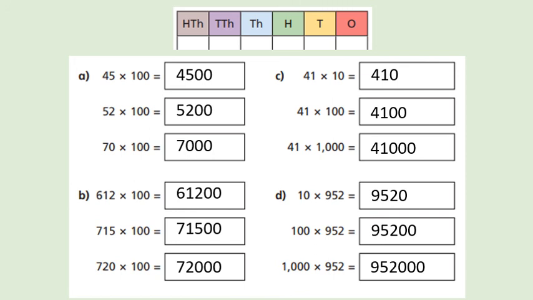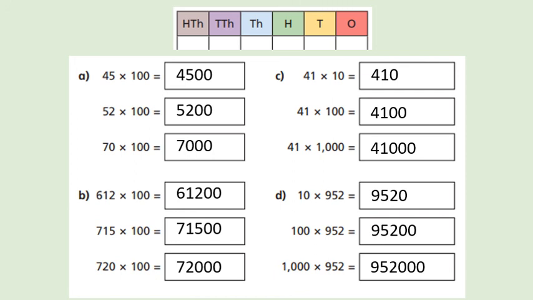41 multiplied by 10 is 410. 41 multiplied by 100 is 4,100. 41 multiplied by 1,000 is 41,000. 10 multiplied by 952 is 9,520. 100 multiplied by 952 is 95,200. And 1,000 multiplied by 952 is 952,000. Well done if you got all those correct.